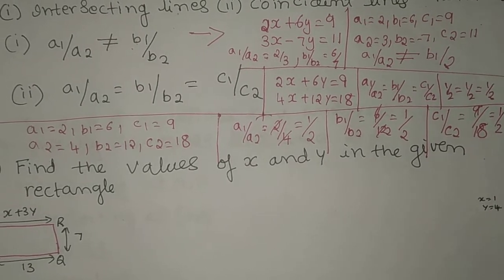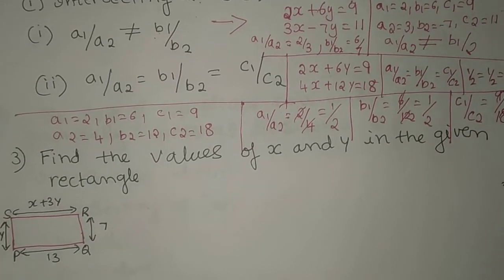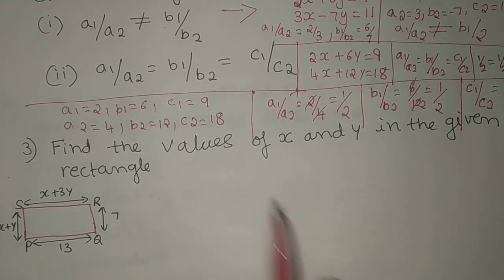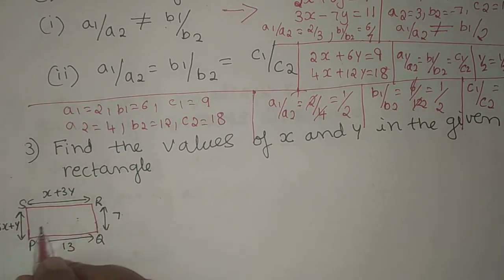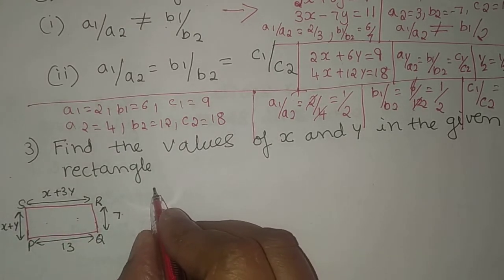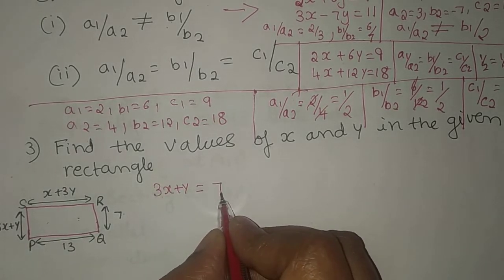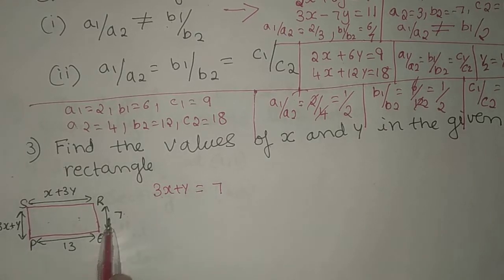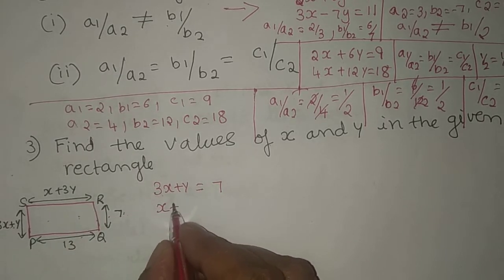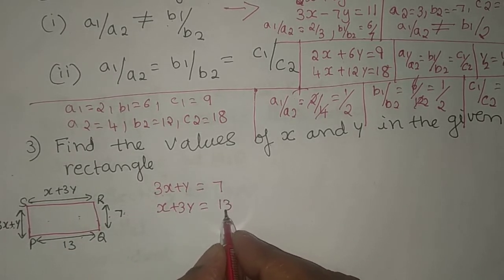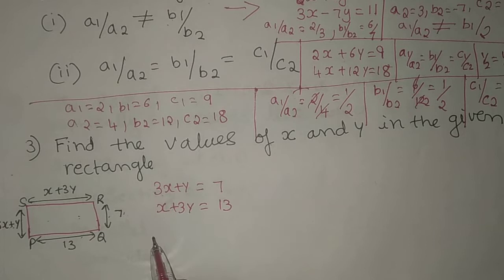Third one, find the values of x and y in the given rectangle. The rectangle is given here. To find the values of x and y, since in a rectangle opposite sides are equal, first we take 3x plus y is equal to 7, opposite sides equal. Next, for these two, x plus 3y is equal to 13. Now we just have to solve these equations.